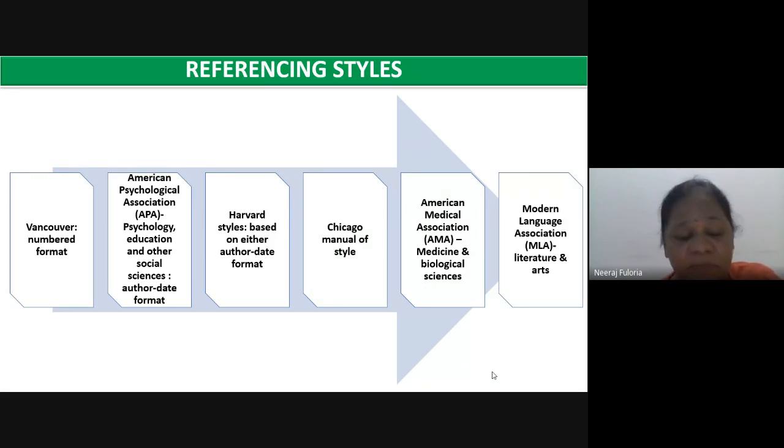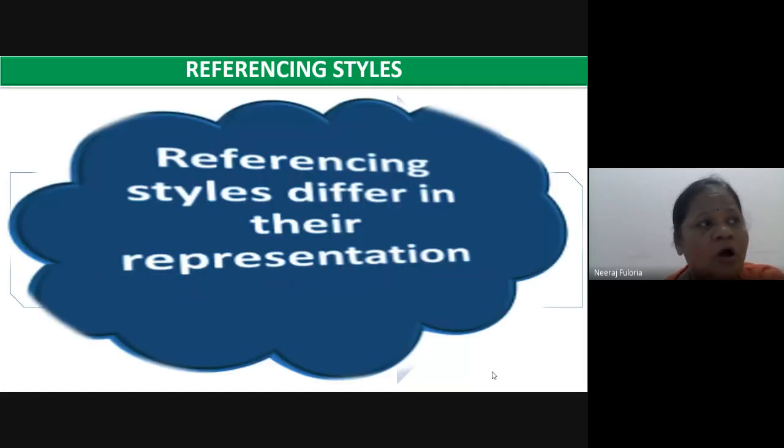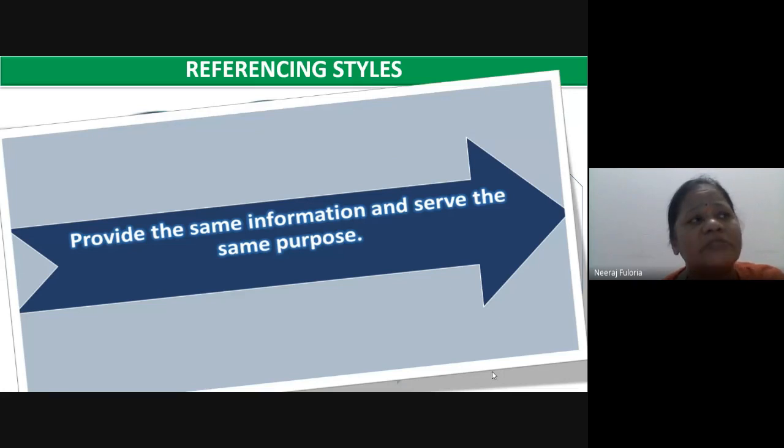MLA style is mostly used in literature and art. People with a medicine or biology background mostly use AMA style. And APA and Harvard style are somewhat similar, but most paper journals, if you see their referencing style, are following the Harvard style. Okay, the referencing styles may differ in their representations, but whether you use Vancouver, Harvard, or APA style, they provide the same information and serve the same purpose.